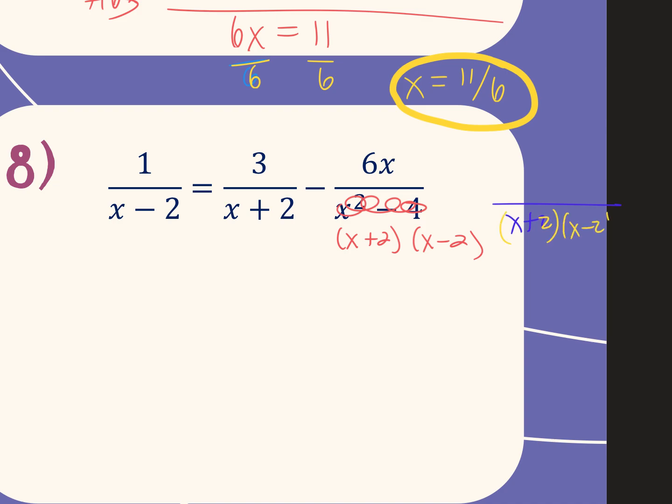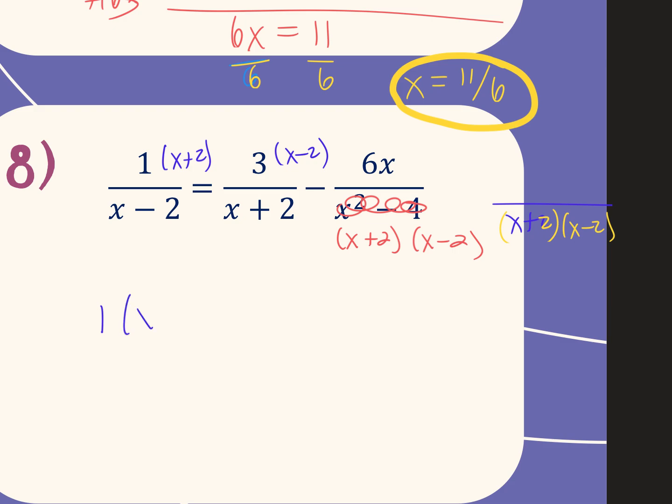And x minus 2. So my first fraction has the x minus 2. What is it missing? x plus 2. My second fraction has the x plus 2. What is it missing? x minus 2. My third fraction has what? It's got both, right? So my denominators are now equivalent on either side. I can forget about them.